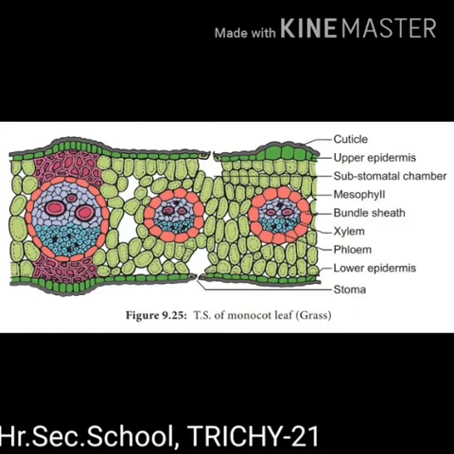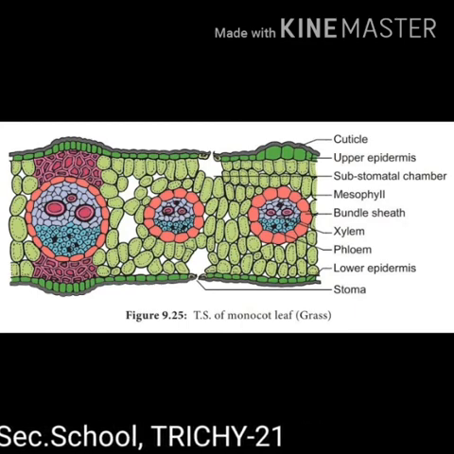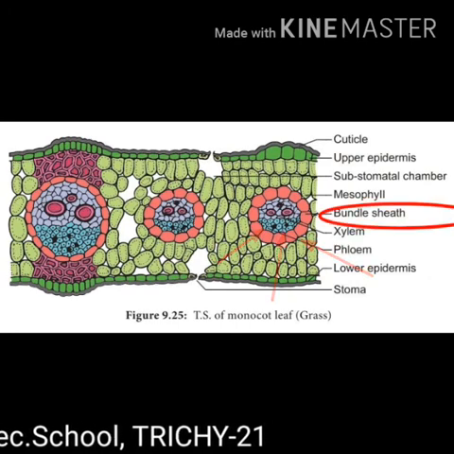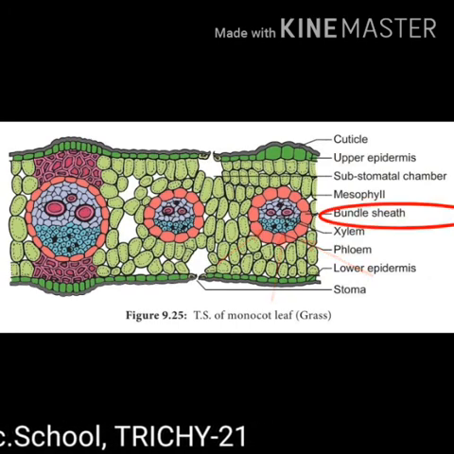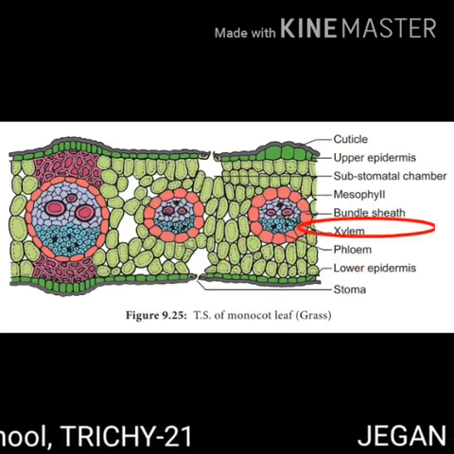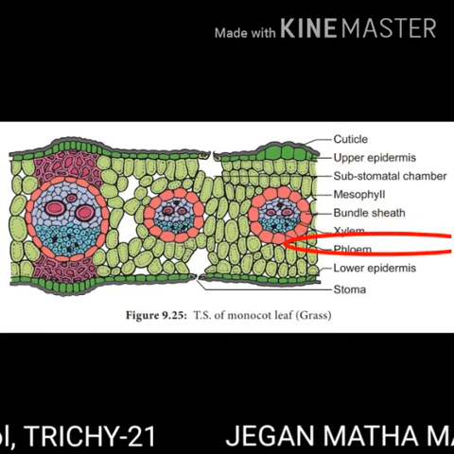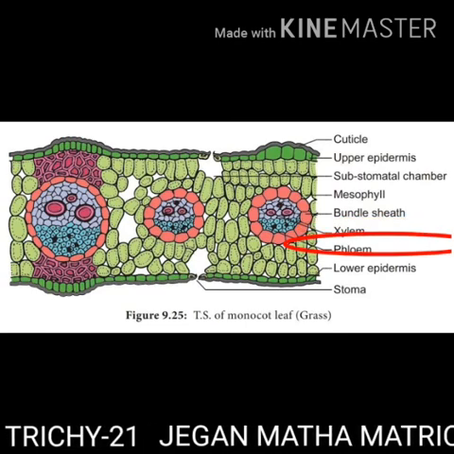Vascular bundles. A large number of vascular bundles are present. Each vascular bundle is surrounded by a parenchymatous bundle sheath. Vascular bundles are conjoint, collateral and closed. Xylem is present towards the upper epidermis and phloem towards the lower epidermis.